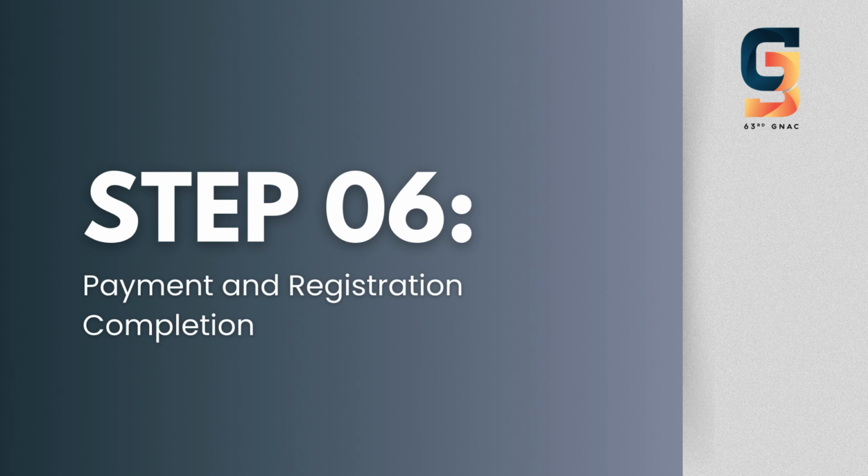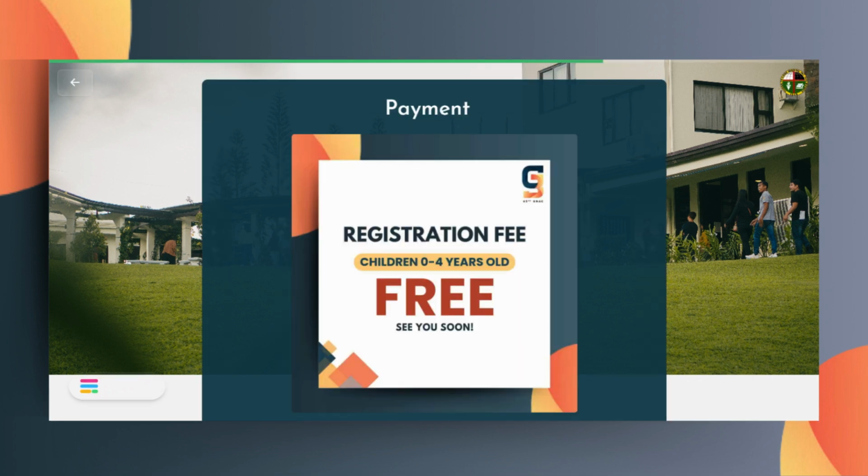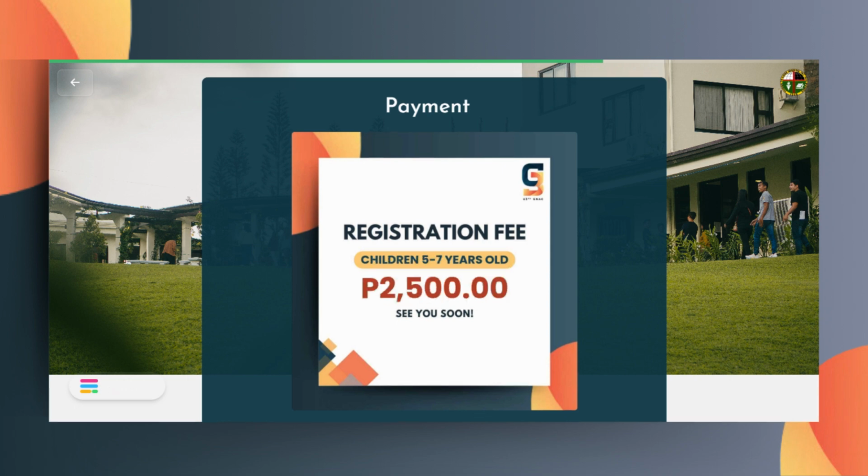Step 6. Payment and registration completion. You are almost done. The remaining page is about all things related to payment. Please note the following payment details based on age categories. Ages 0 to 4, free of charge. Ages 5 to 7, registration fee of 2,500 pesos. Ages 8 and above, registration fee of 5,000 pesos.